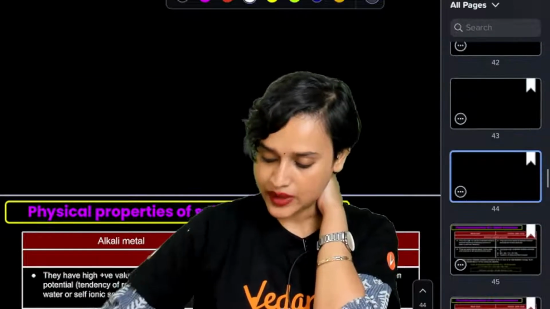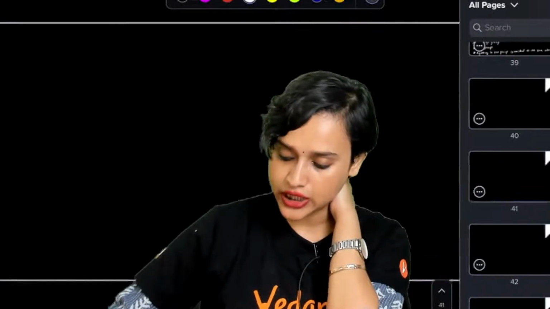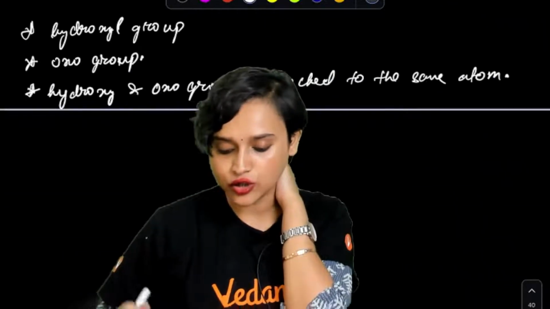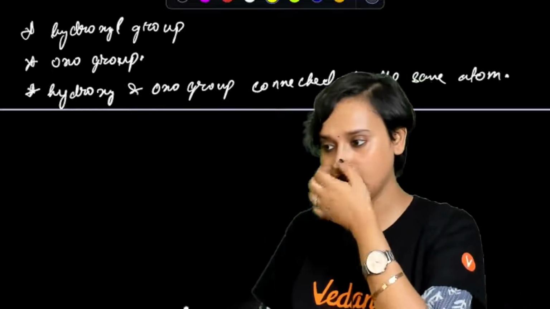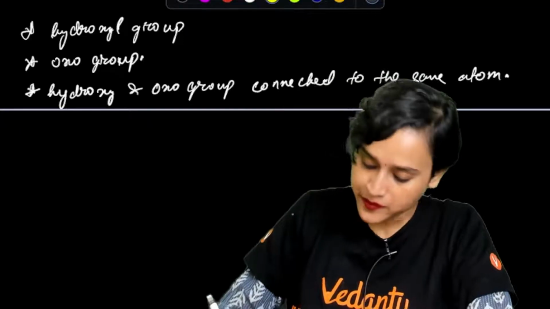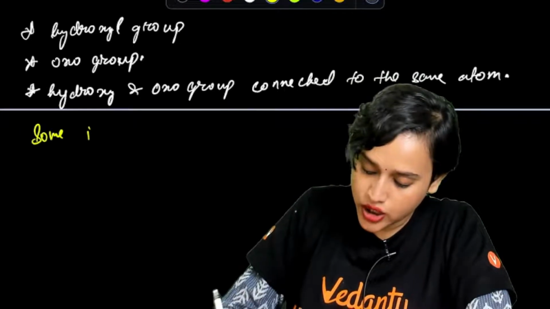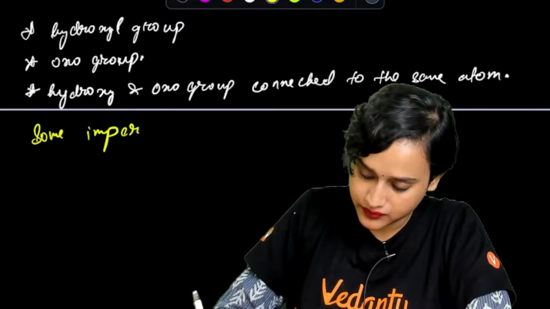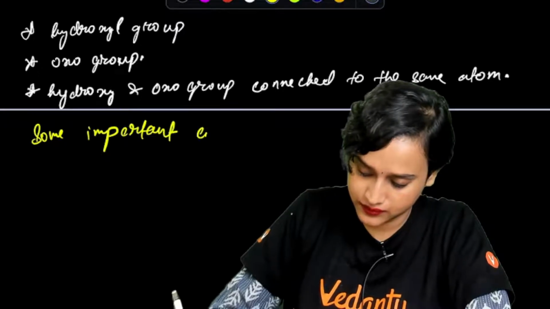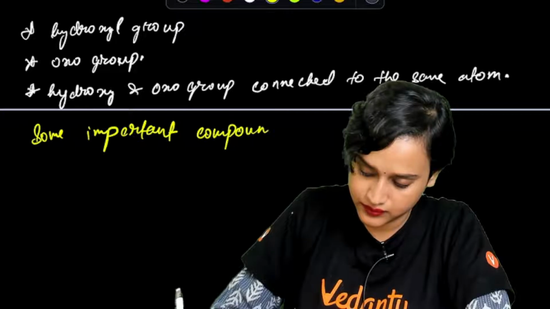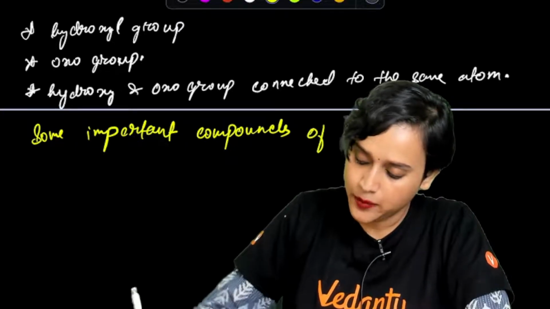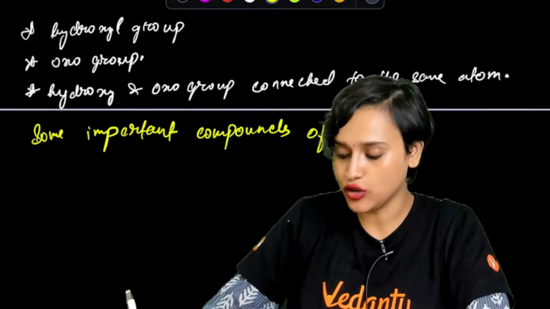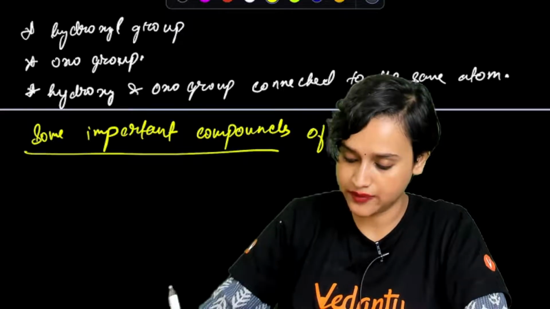Alright guys, we have to learn about some important compounds of group 1 and group 2. Shall we? Everybody, are you all with me? Some important compounds of group 1 and group 2. Okay, some important compounds. Chalo.